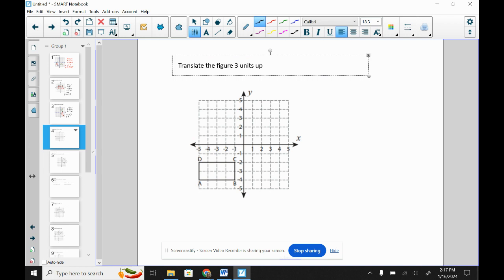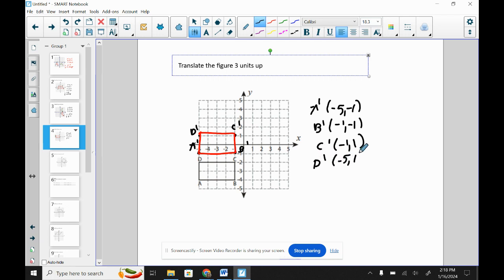Okay, let's look at the next one. Translate the figure 3 units up. So we go 1, 2, 3. This is our A prime. 1, 2, 3. Here's our D prime. 1, 2, 3. Here's our C prime. 1, 2, 3. Here's our B prime. Our new shape is right here. And again, we can make a note of our A prime is now -5, -1. Our B prime is -1, -1. Our C prime is -1, +1. And our D prime is -5, +1.